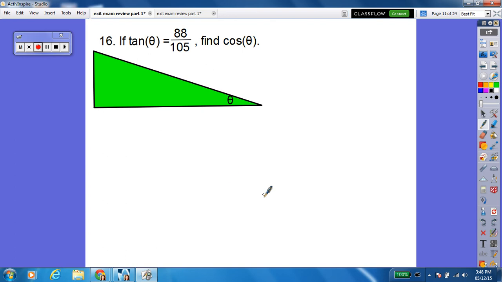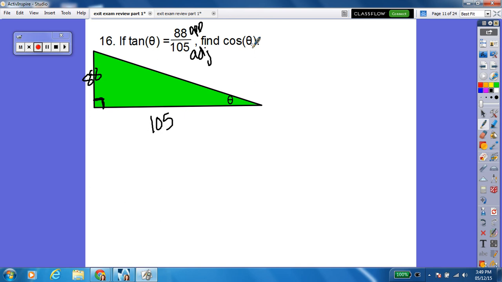Here we have a tangent of theta. Now tangent, remember, is opposite over adjacent. So I'm going to go ahead and label the opposite side 88 and the adjacent side 105. And there should be a right angle there. I forgot to put it in. Now that's going to help us do some math.